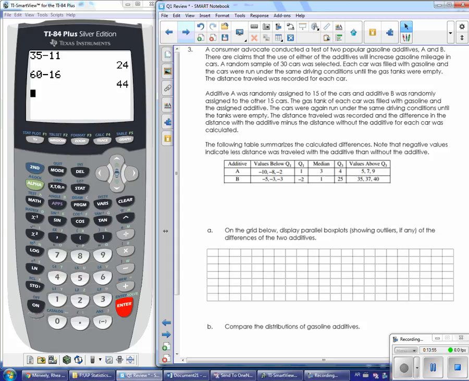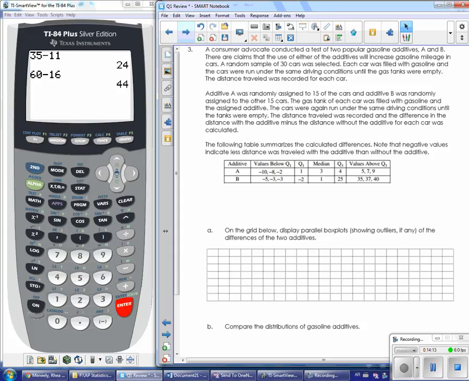The distance traveled was recorded, and the difference in the distance with the additive minus the distance without the additive for each car was calculated. The following table summarizes the calculated differences. Note that the negative values indicate less distance traveled with the additive than without it.